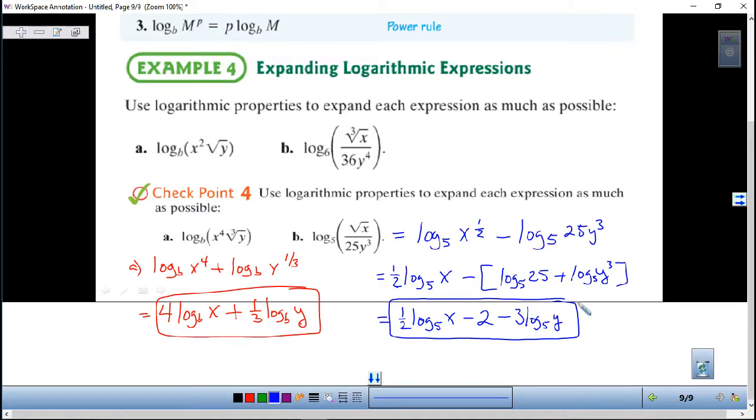All right, so here are the answers. Check your work. Remember, you've got it simplified when you have no more powers in your logs and you have no more products or quotients in your logs. That's expanded completely.